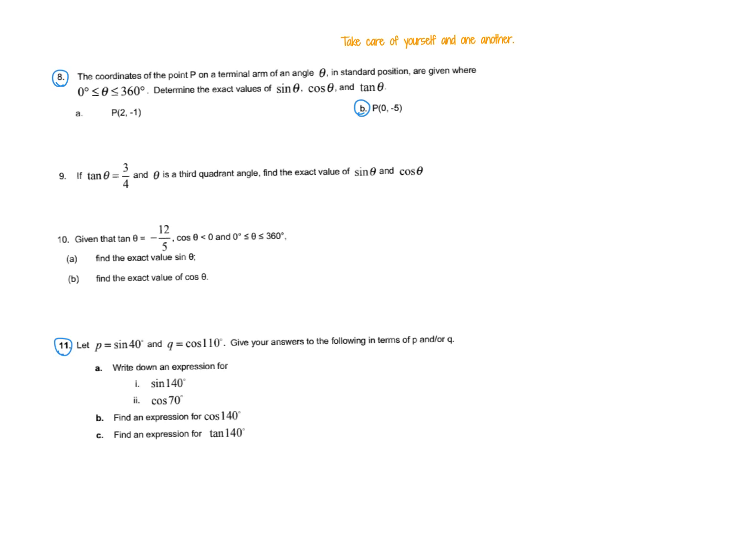Hi everyone, there was a question on 8b and number 11. So for 8b, the coordinates of point P on a terminal arm of angle theta in standard position... Okay, so P is (0, -5).